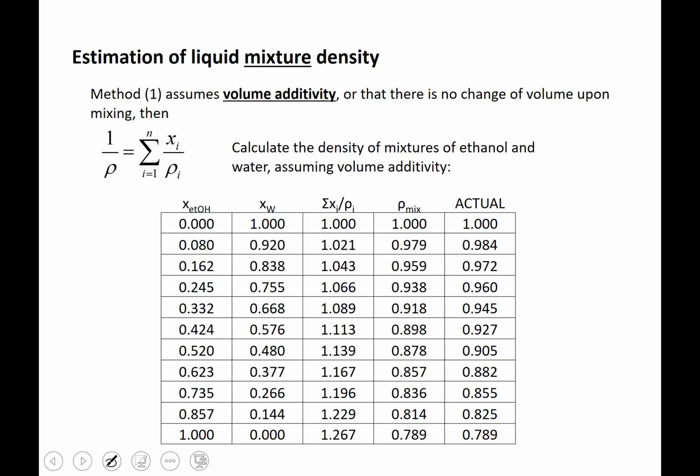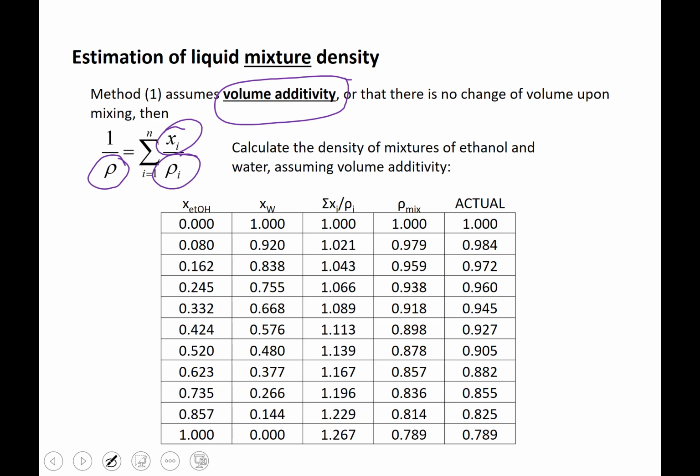Now if you have a mixture, you can estimate the density of the mixture by volume additivity, which is what we're showing on this page. So this is simply 1 over the density of the mixture is going to be the sum of the mass fraction divided by the density of the pure species.